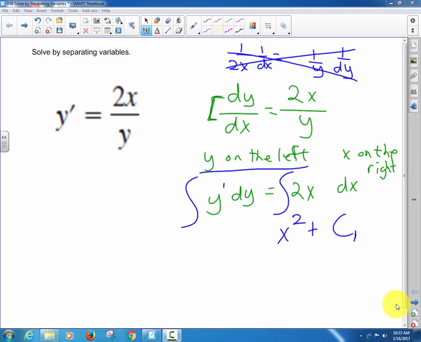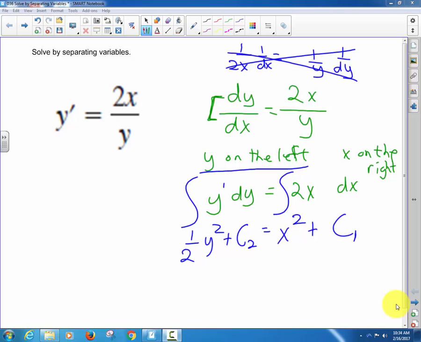Y squared over 2, or 1/2 y squared, and that's going to be plus a different c, isn't it? Or it could be a different c. So we just integrated the left side, and why did we know that y was not a constant number? Because it said dy, so y is changing. So we integrate with respect to y on the left, we integrate with respect to x on the right.